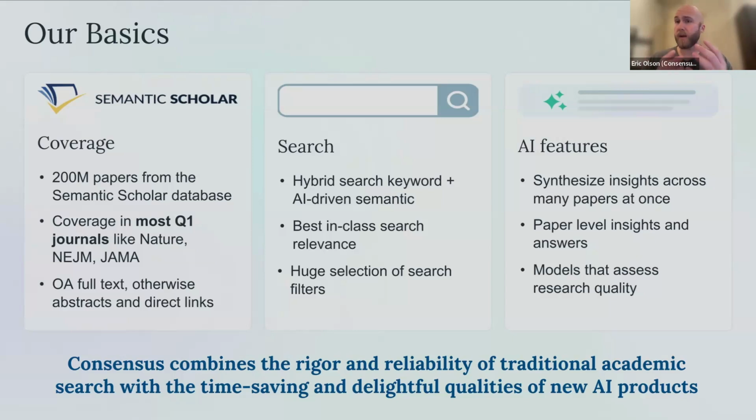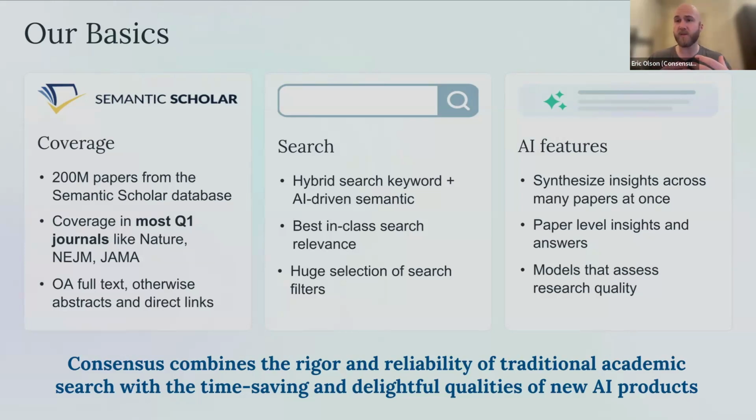Go to the middle to talk about how the search works. I won't bore you all with super technical details. I'll try to explain it in a way that is simple. Think about it as a hybrid search that combines classic keyword searching, like you've all probably used in academic search products, as well as this AI-driven semantic search.